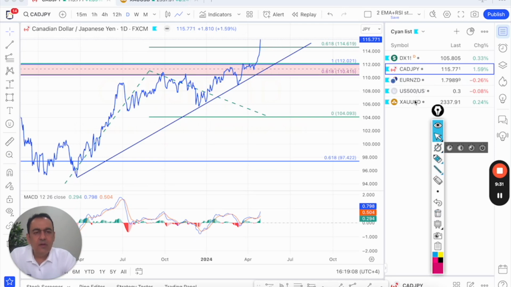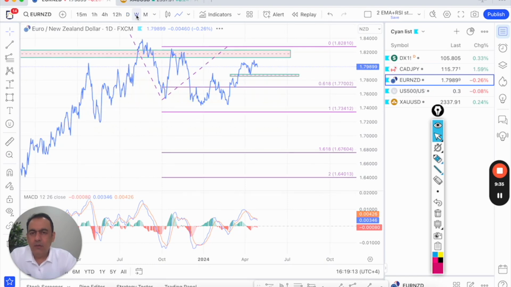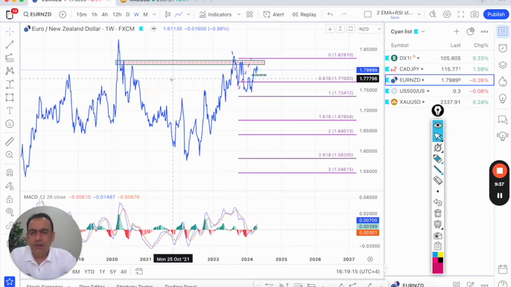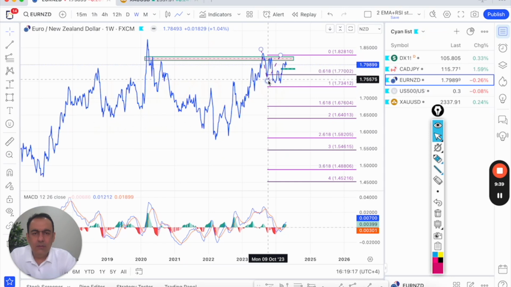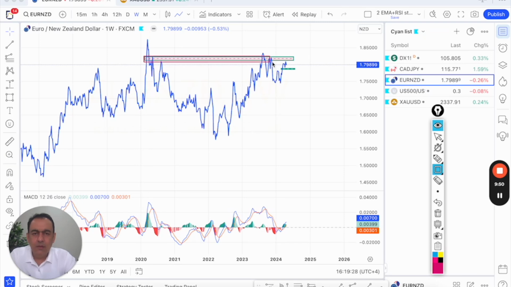Now the next currency pair is Euro versus New Zealand dollar. Now I'll go to the weekly chart, and I've already drawn here. Let me just clean the swing extension. I've plotted here a horizontal box which is a major resistance level. This is the horizontal box I'm talking about.